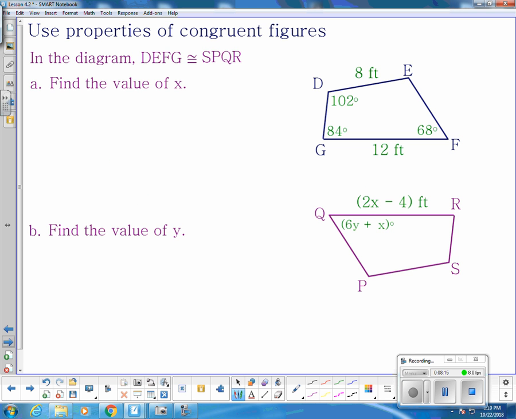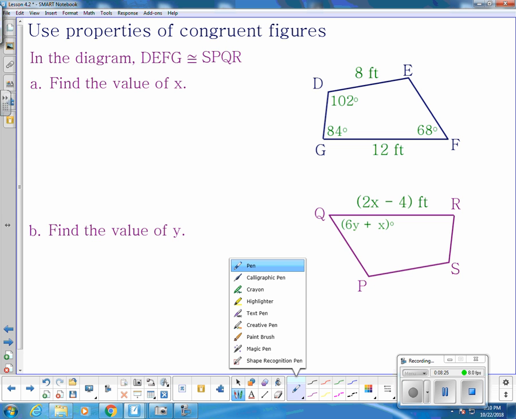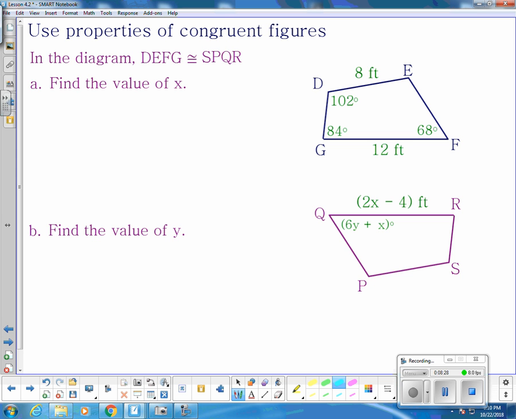Okay. So let's look at this one. These are quadrilaterals. Doesn't matter. Same rules apply. We have DEFG being congruent to SPQR, and we want to figure out the value of x. So if you look in the bottom figure, you've got a side that has an x in it, and you have an angle that has an x in it.